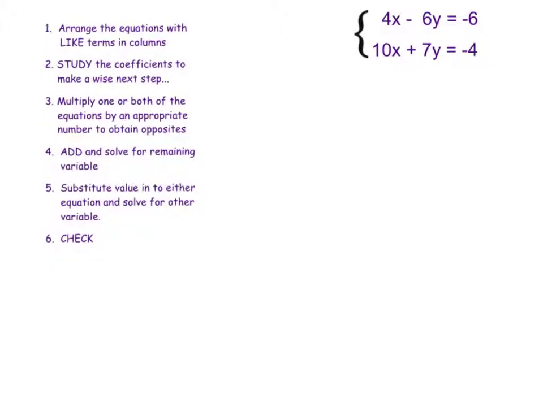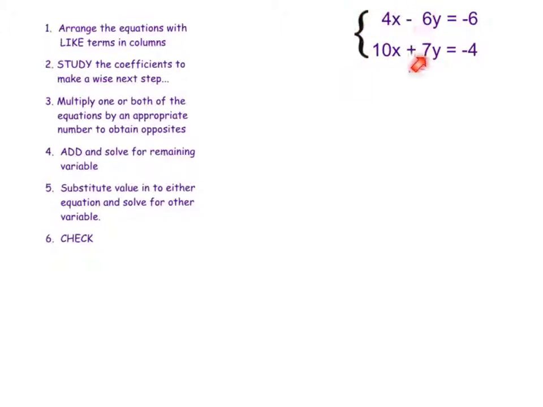Alright, last example, and even if you think you're getting it, I suggest you watch this last example only because it's a little trickier. If you look at it, first they are arranged in columns, but 4 and 10 are not close to being opposites. The first common multiple would be 20. We could multiply this by 2 and this by a negative 5 maybe.